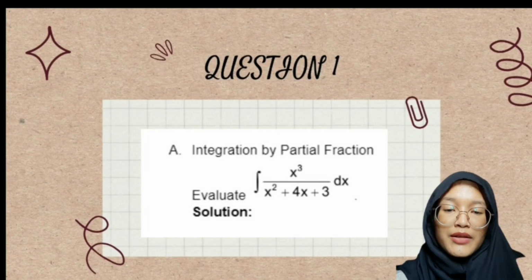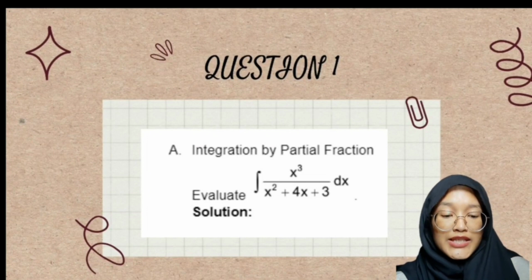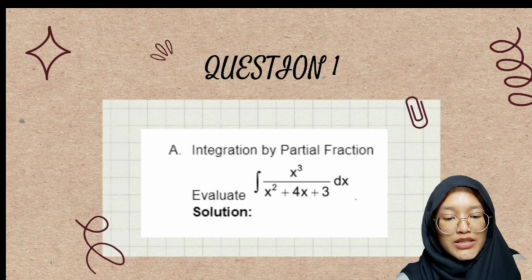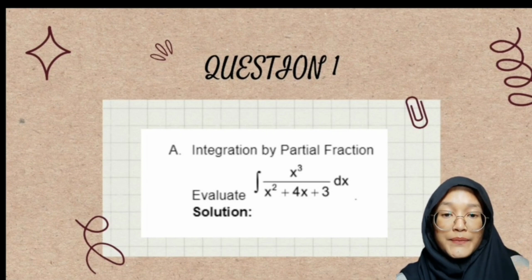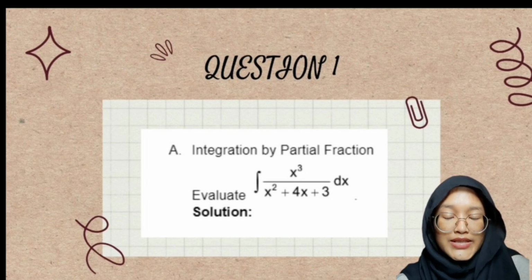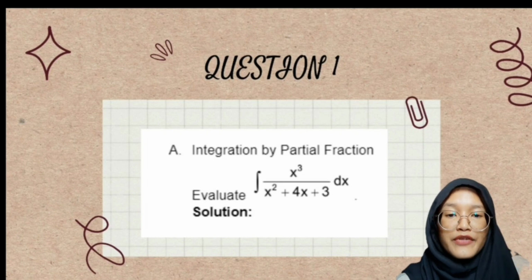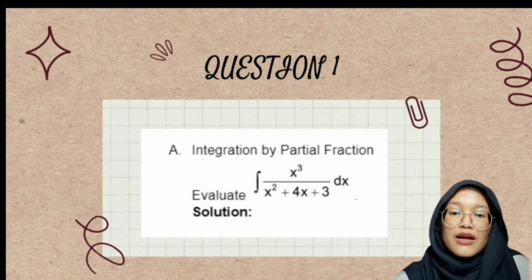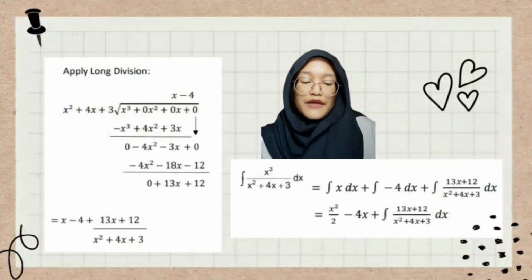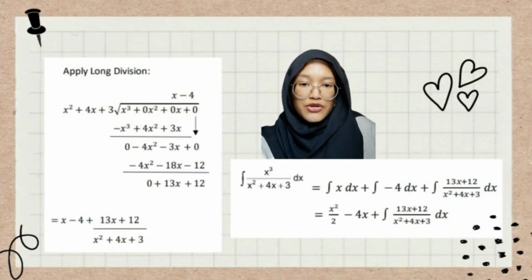Syahindah Razib, and I'll be presenting for the first question, which is integration by partial fraction. Firstly, as we look at the question, you can see that the degree of p(x) is larger than the degree of q(x). So it is an improper fraction. For an improper fraction, we need to apply long division. After we are done applying long division, we'll apply the partial fraction decomposition.